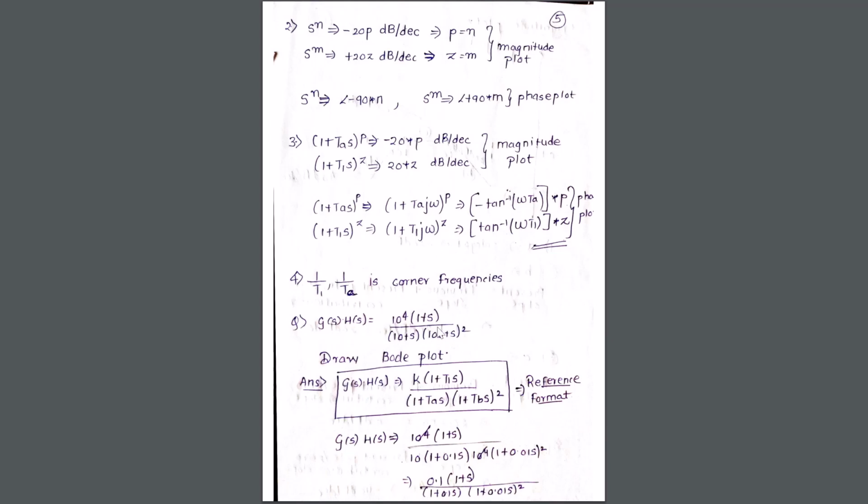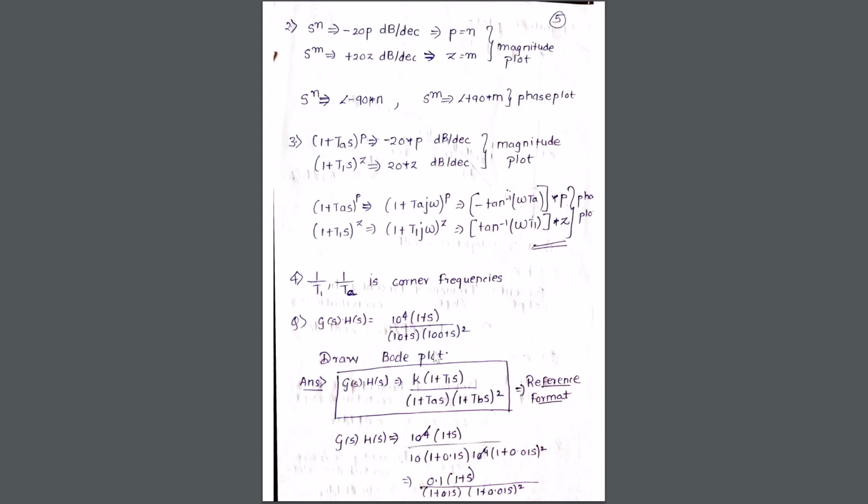Then we have a question over here. Please let us read the question very well. We are going to solve two questions. Please take a pen and paper in your hand. Note down the question. Pause the video. Note down the question which is mentioned over here. G(s)H(s) is given as 10 raised to 4 into (1 + s/10) upon (s) into (100 + s square). Draw the Bode plot for the same. Note down this question and then resume the video again.